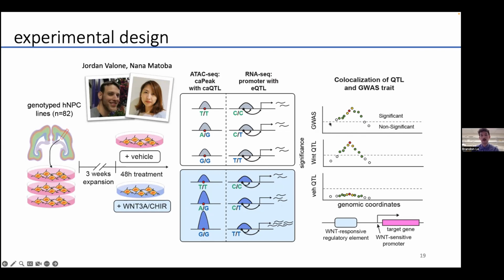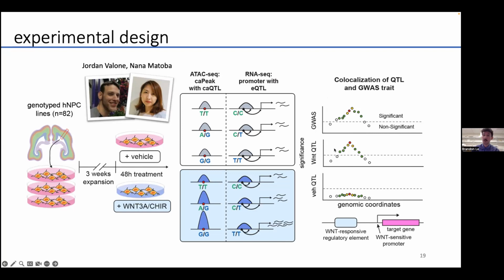I'm showing 3 cartoon versions of a locus zoom plot where we're zooming in on a GWAS signal with the significance plotted on the y-axis, and genomic coordinates along the x. So say we have a GWAS trait of interest where there's a significant association. We can overlay our molecular QTL data. Here, maybe this could be a chromatin or a gene expression QTL. And if you just look at the vehicle or baseline QTL, maybe we are not able to co-localize this GWAS signal with our QTL signal.